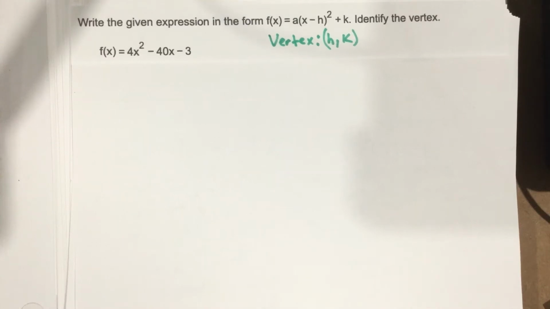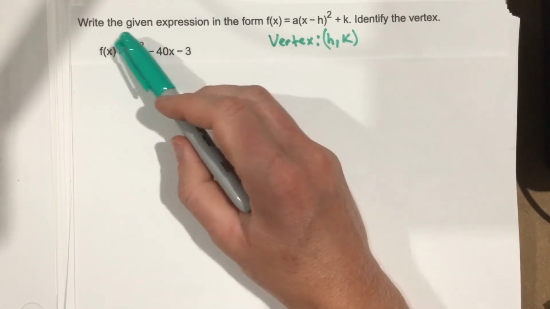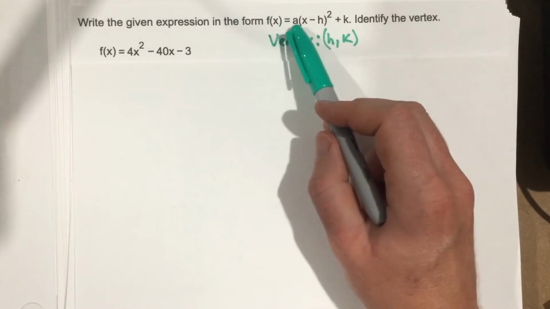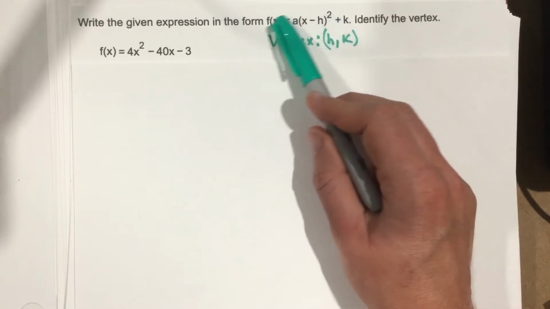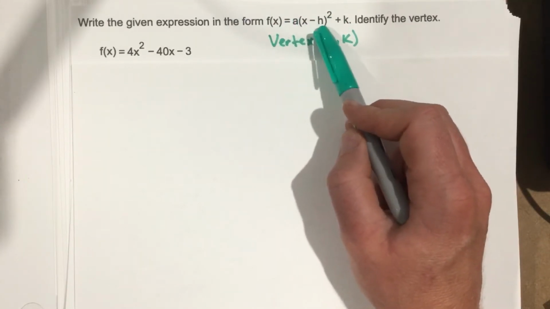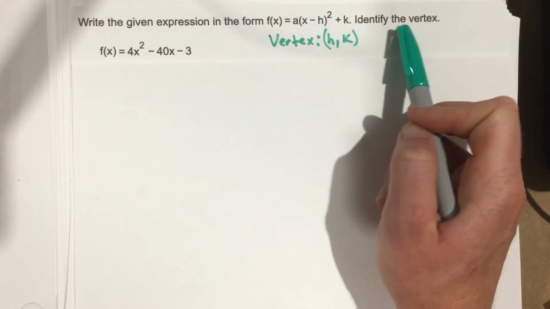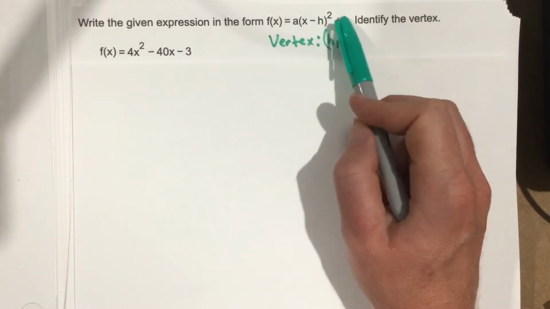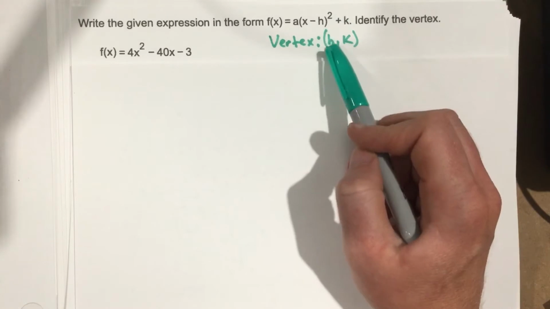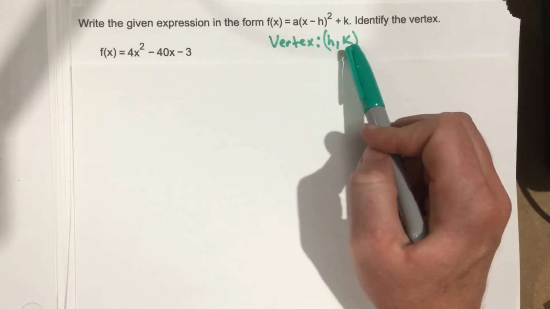This is problem number 4 from section 3.1. It says, write the given expression in the form f of x equals, well, this is vertex form, so it's a parentheses x minus h squared plus k. Identify the vertex. Well, we know because this is vertex form that the vertex is going to be h comma k, right?